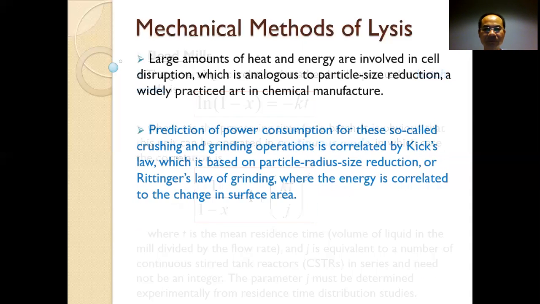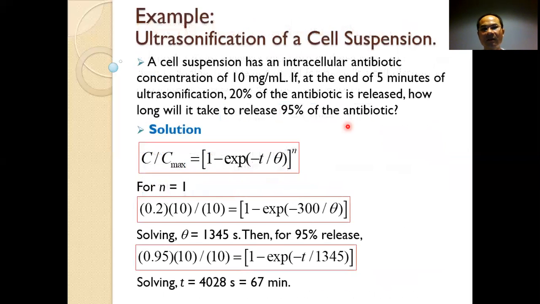For example, I need to determine the ultrasonification of a cell suspension. A cell suspension had an intracellular antibiotic concentration of 10 milligram per milliliter. That means the cell contains 10 milligram per milliliter of antibiotic. After we dislodge or rupture the cell, the maximum concentration that we can obtain from the cell is 10 milligram per milliliter.